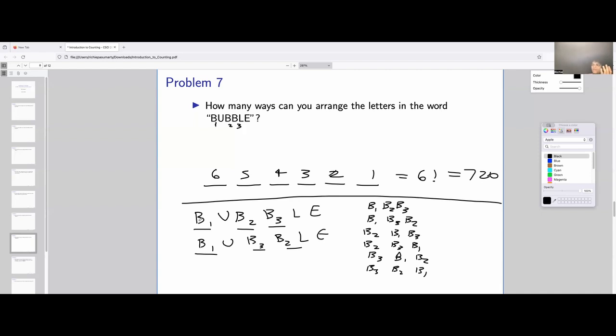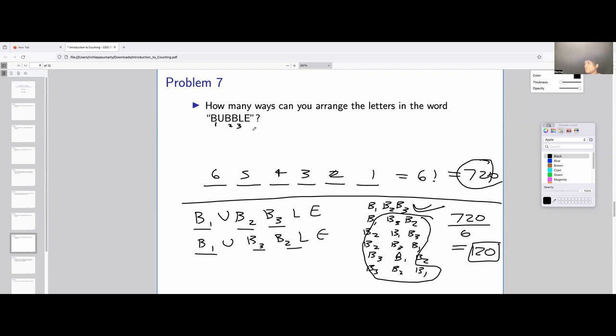So what this means is that for every one of these 720 arrangements, there are actually 5 other equivalent ones to it. So in order to correct for this, I have to divide my answer by 6. And when I divide my answer by 6, I get my actual answer of 120. So the number of ways to arrange the letters in the word bubble is 120.